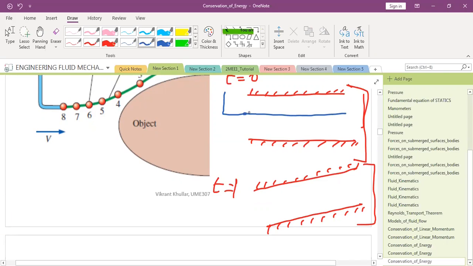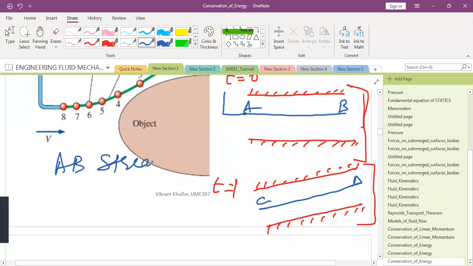At t is equal to 0, this is the streamline, this AB, and at t equal to 1, the streamline will be CD. So AB is the streamline at t equal to 0 and CD is the streamline at t is equal to 1. Any doubts to anyone up to here?